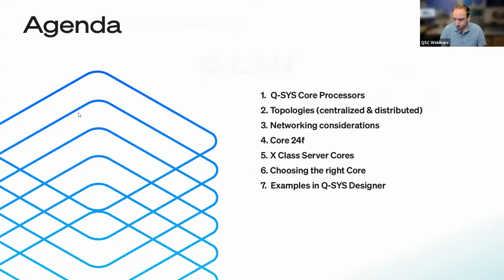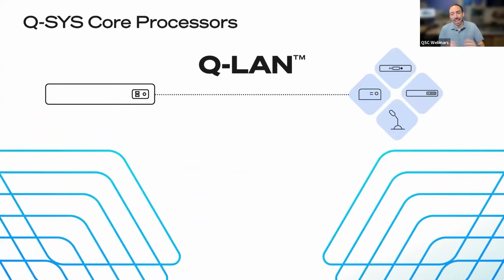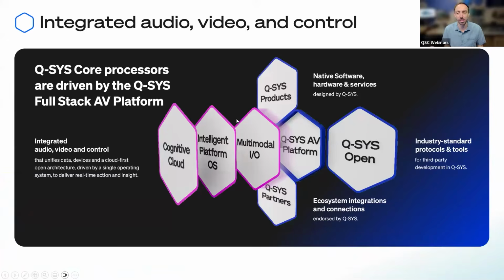Just as a quick refresher, Q-SYS is powered by a protocol called QLAN, and QLAN is a standard network protocol that takes AES-67 and combines it with the power of Q-SYS, so we can send audio, video, control, and data across the network through a single category connection, standard 1 gig backplane on everything. This drives the entire Q-SYS ecosystem, from the cognitive cloud.